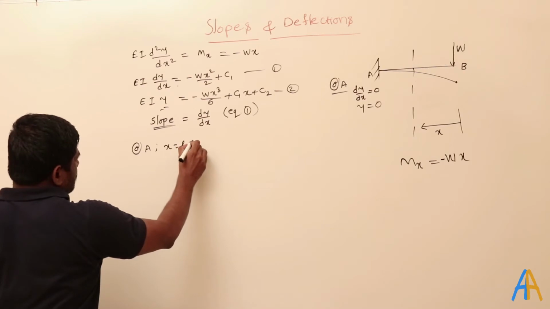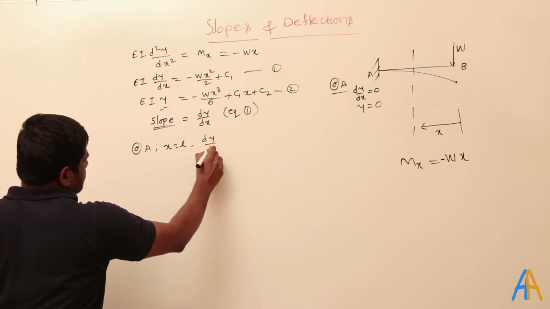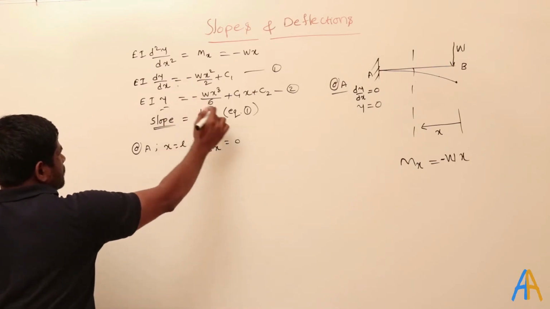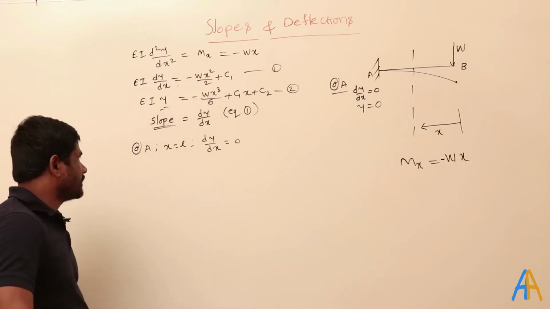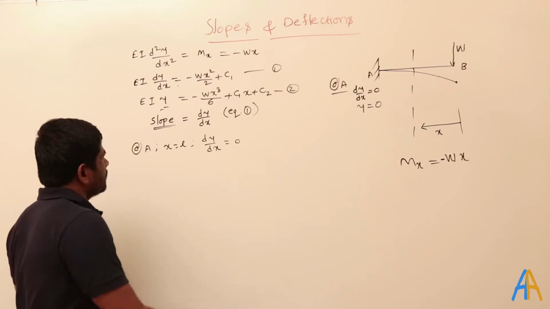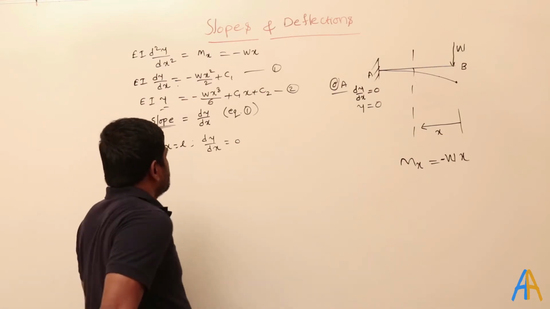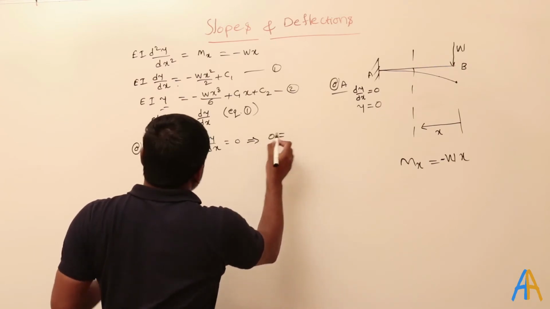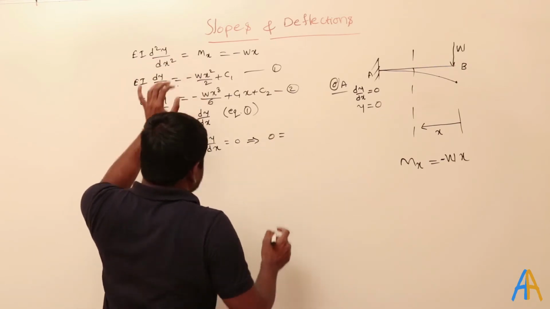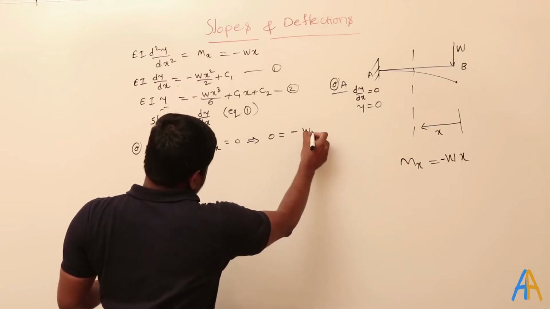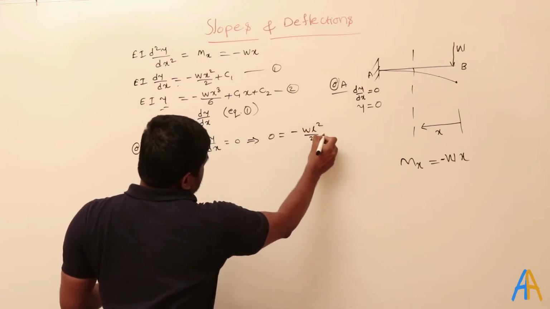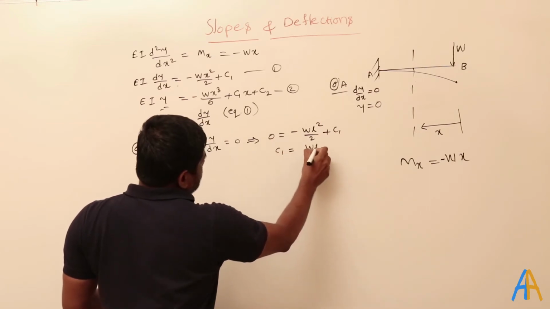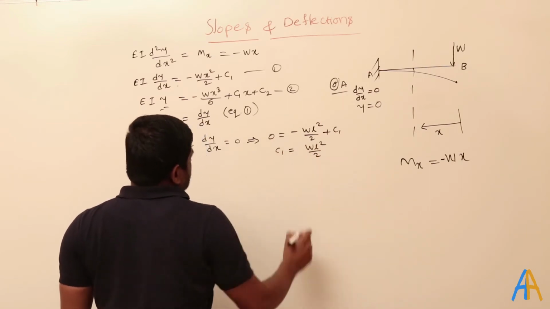When x equal to L, what is happening? dy by dx equal to 0. I will substitute this condition in equation 1. When I substitute, this term will become 0. That means 0 equal to minus WL square divided by 2 plus C1. That means C1 equal to WL square divided by 2. That is the value.